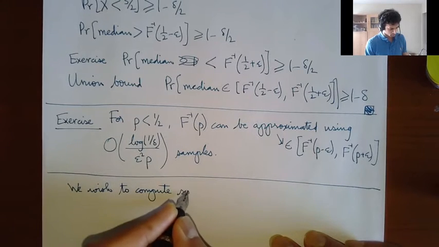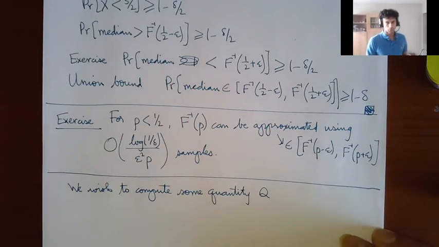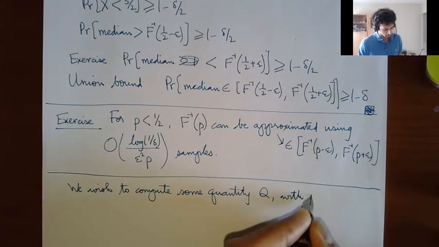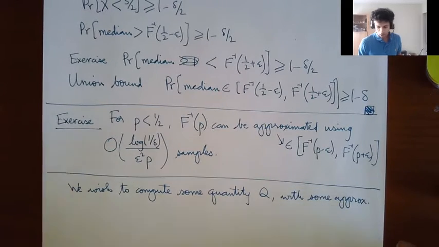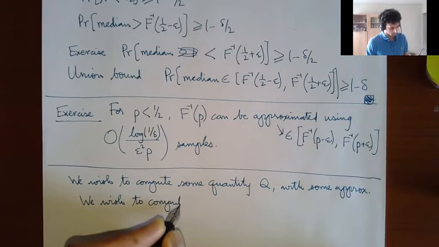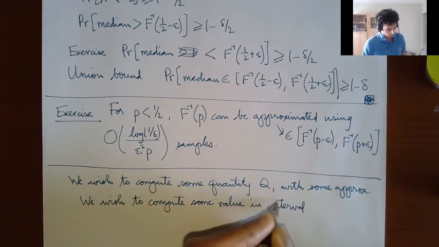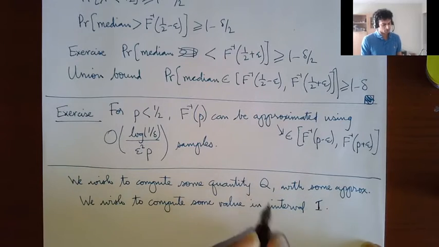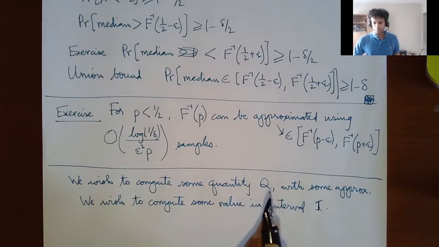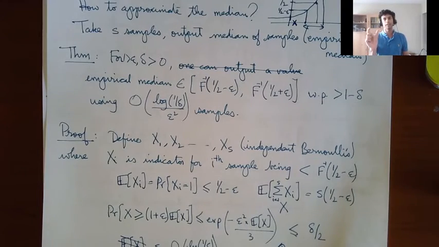So, often we wish to compute some quantity that I'll call Q, right? Min-cut values, whatever have you. You're trying to compute something. Usually it's okay to get some approximation. So we can phrase this as we wish to compute some value in an interval I. Actually, the median is exactly an example of that. This is your interval and you want to compute some value in that interval.